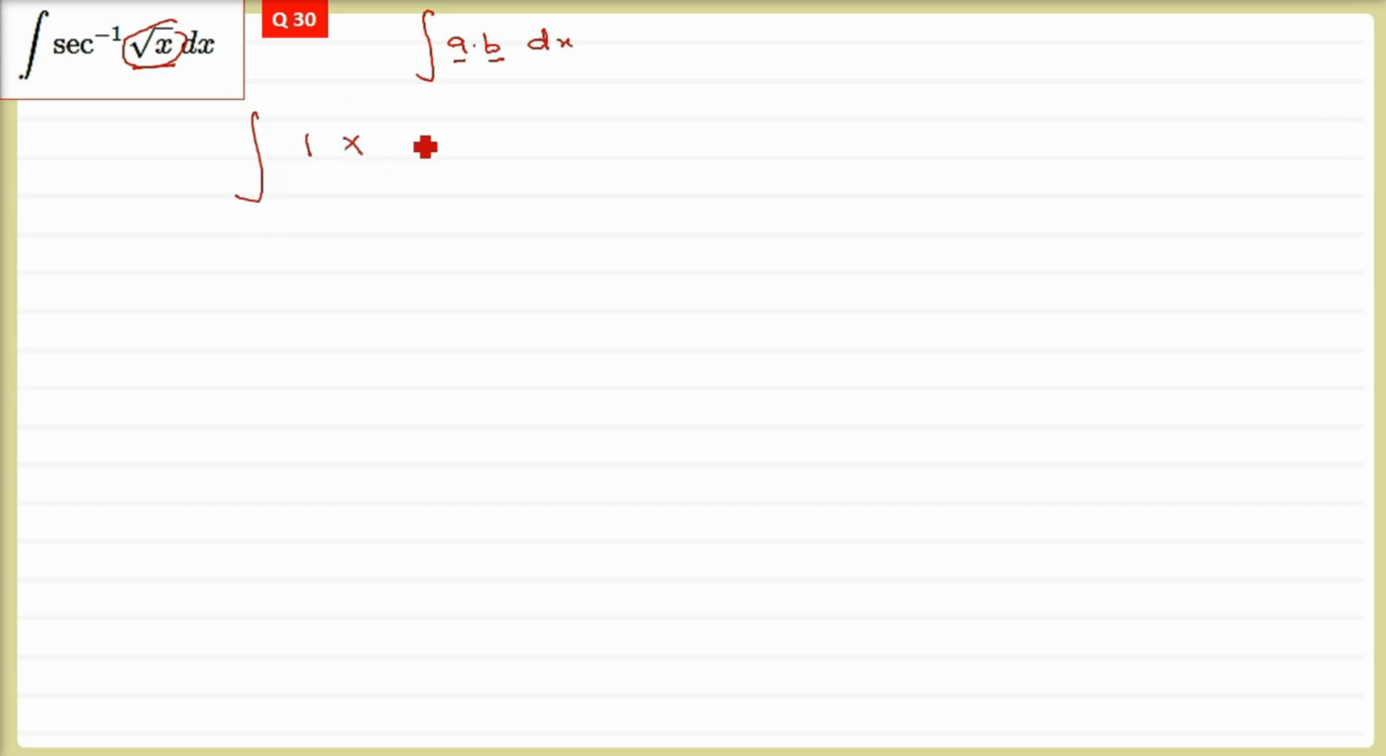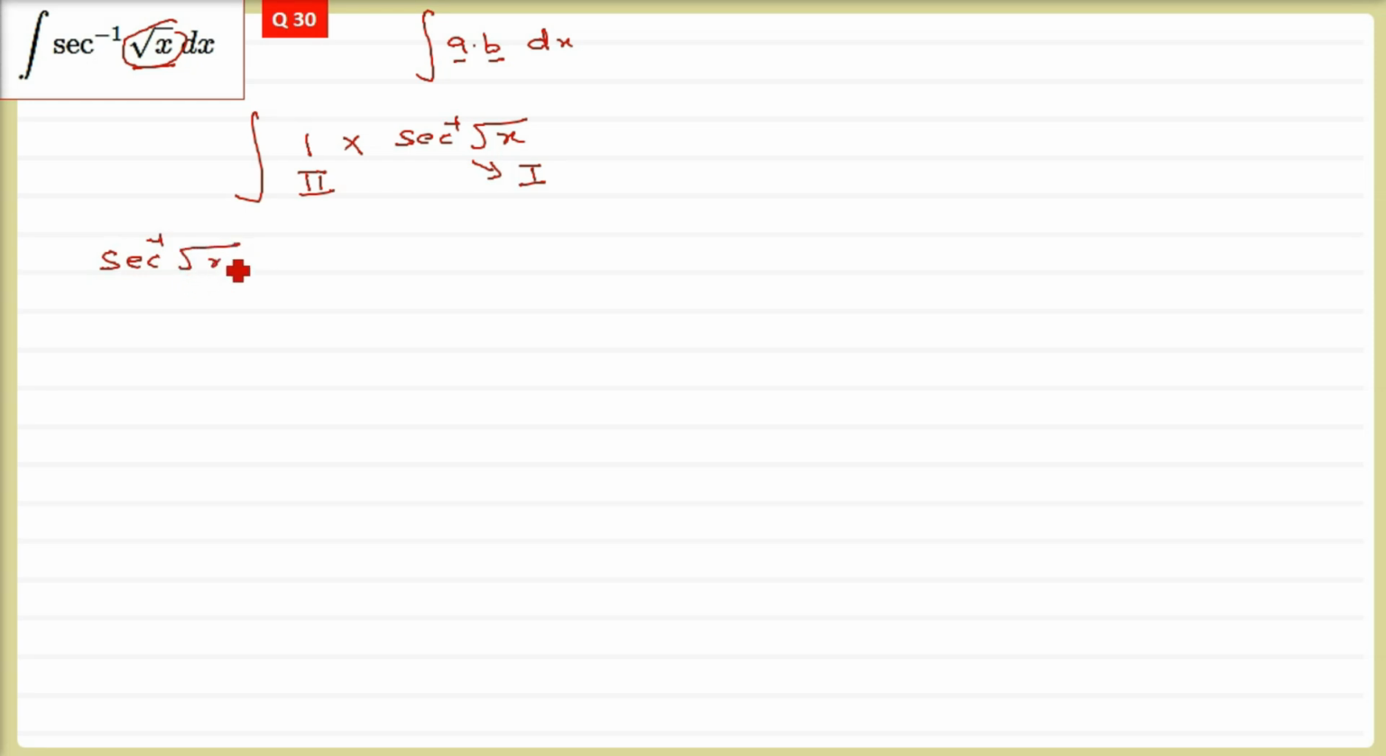So we will devise a new thing, which is that 1 is already there. 1 will be taken as one function and sec inverse under root x will be taken as another function. Which one of these is integrable? That can be taken as the second function, because in the formula the integration is done for the second function. If you want to integrate sec inverse under root x, that will again be a problem because that is the question only. So we will assume sec inverse under root x as the first function and 1 as the second function.